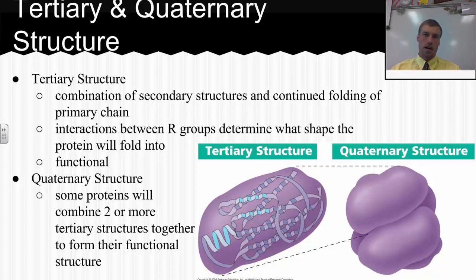And again, this is where a protein can start to become functional. However, not all proteins are functional at the tertiary level. Some of them actually have to combine with other tertiary structures to form their actual functional structure at the quaternary level. An example of that would be hemoglobin. Hemoglobin is actually 2 beta globulin and 2 alpha globulin proteins, tertiary structures put together, and then that's what actually makes hemoglobin its fully functional self. So there are a lot of examples of quaternary structures out there for sure.